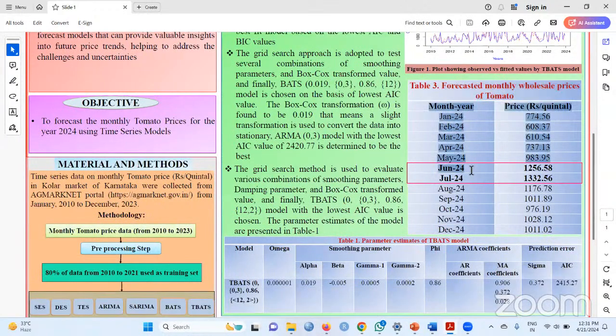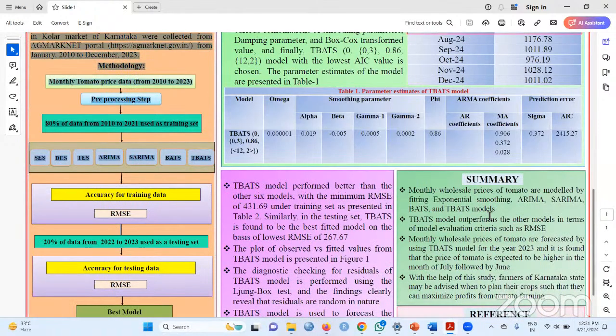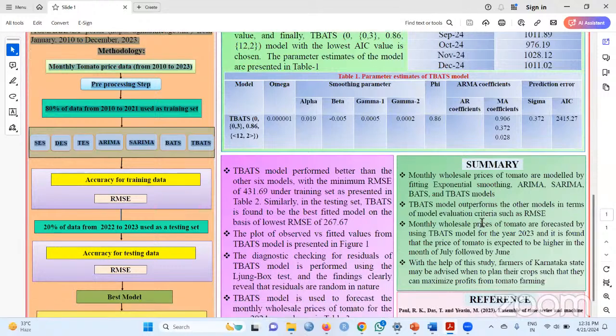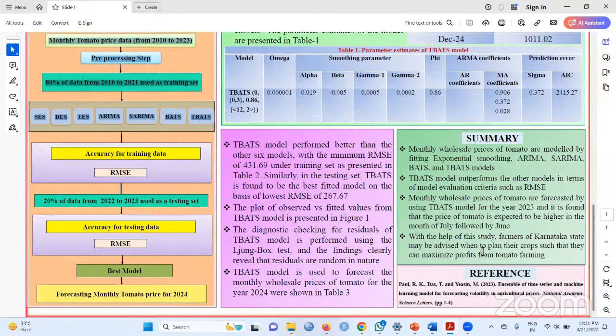From the results, we can see that in the month of July there is a higher price compared to all other months, followed by June. From this result, we can suggest to farmers that they can go for planting of the tomato crop accordingly in the season, so that this study will help the farmers make a profit in tomato farming. Thank you.